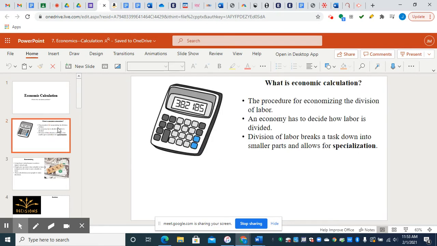Okay, so let's talk about what economic calculation is. So economic calculation is the procedure for economizing the division of labor. Basically, that sounds technical, and it is to some extent, but it's actually a fairly simple concept. It's how do we effectively use the labor that we have in an economy? What labor do we devote to what purposes and in what amounts? And how do we break down the job so that it can be most effectively done, right?